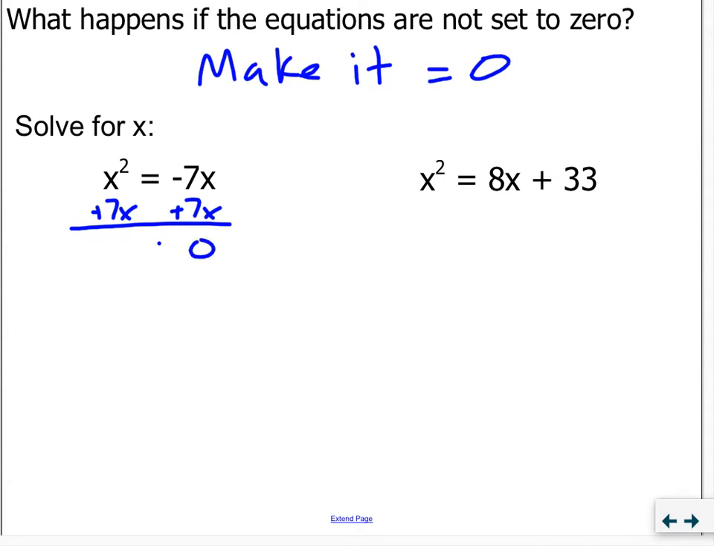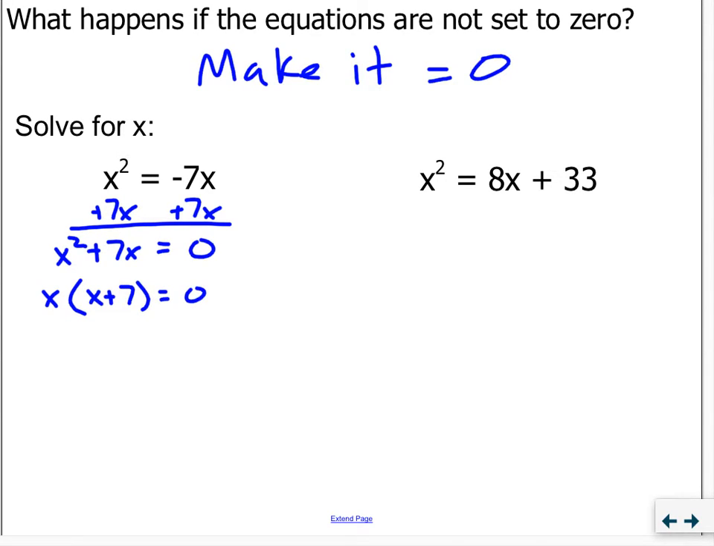Now remember, when we combine our like terms, on the left side of this equal sign, we don't really have like terms. So we just get x squared plus 7x, which is OK because we need an expression to factor. Is there a GCF? It looks like there is. Common factor is x.